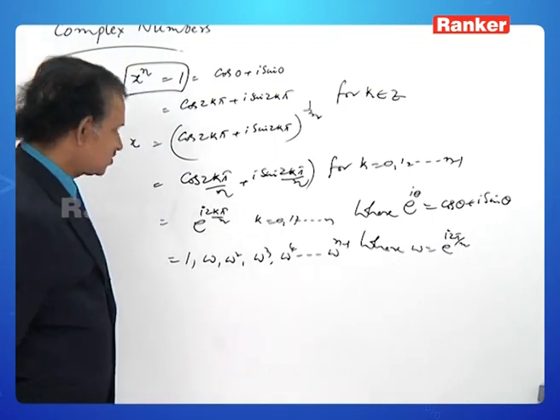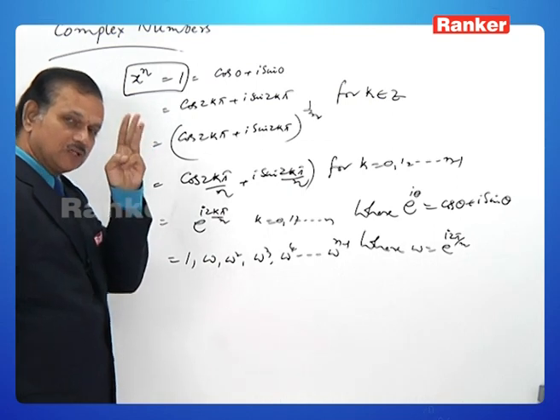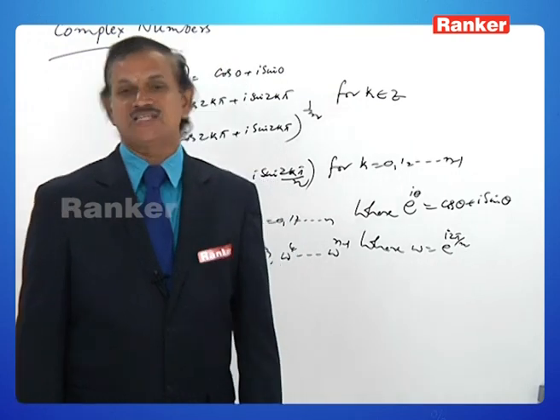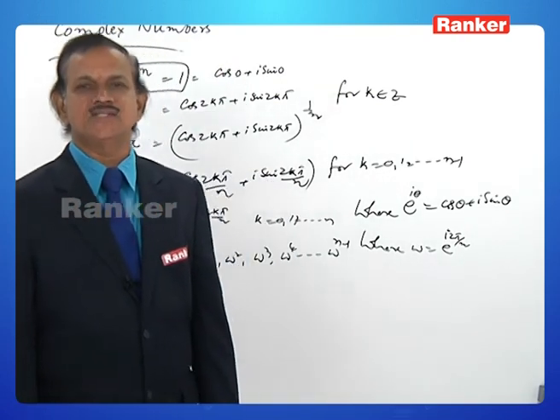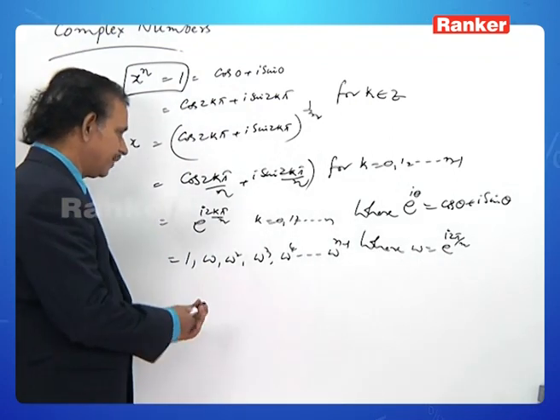Here it is an interesting case. From this step we will be able to have both the cube roots of unity and fourth roots of unity also by choosing n suitably. Suppose you take n is equal to 3. What happens? If n is equal to 3, only 3 things we have.